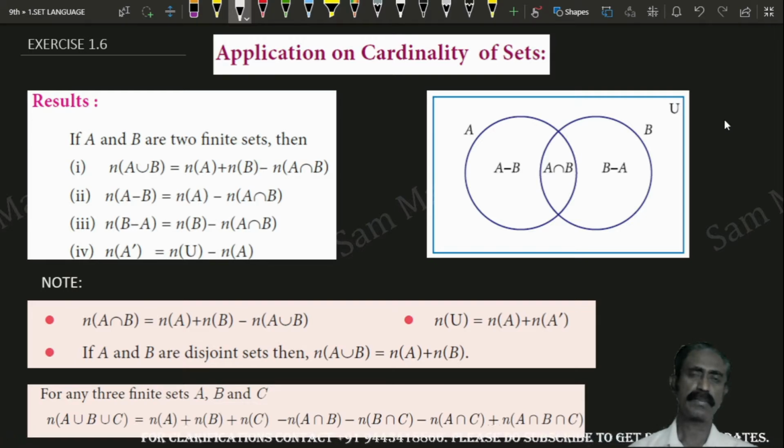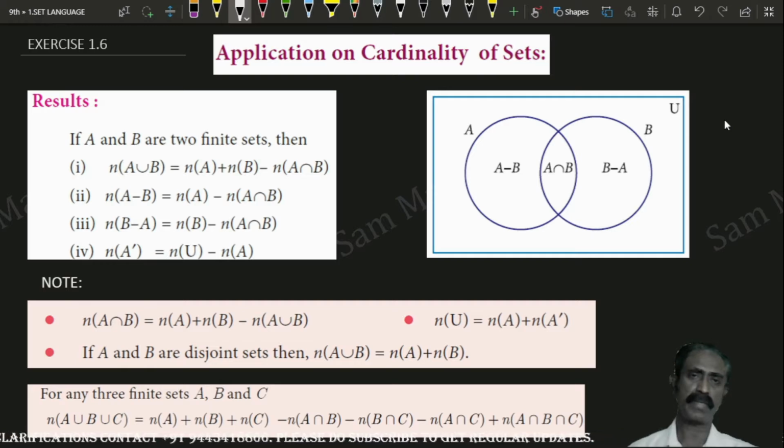Second result is n of A minus B is equal to n of A minus n of A intersection B. This you can see from the diagram. A minus B, it's in A set. So except A intersection B, the rest is A minus B. So A minus B and A intersection B have no common elements.